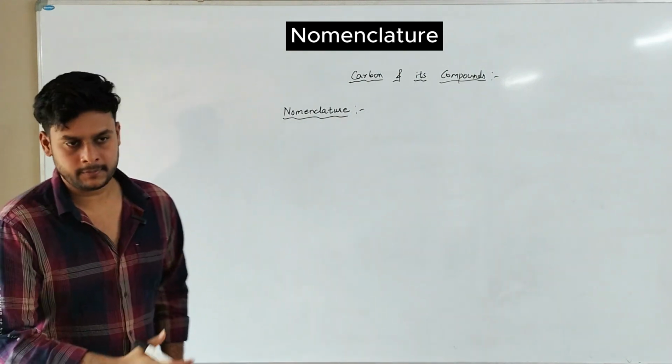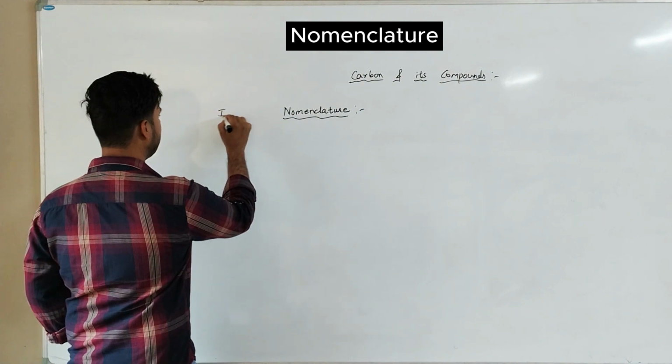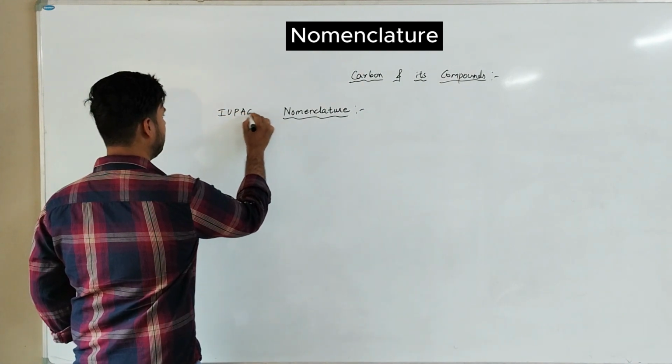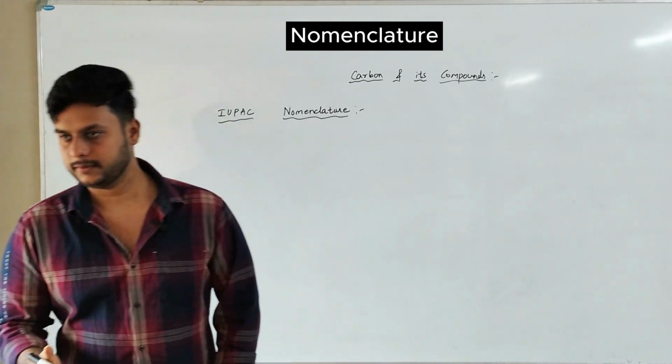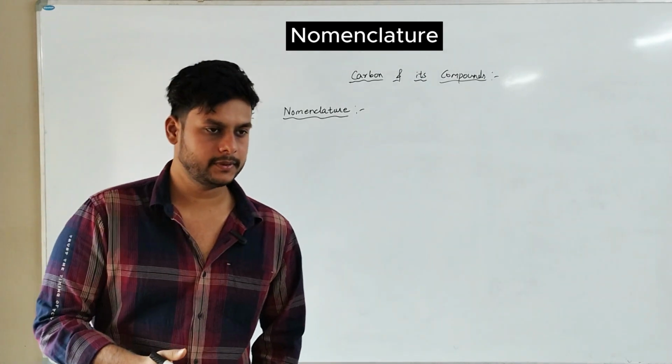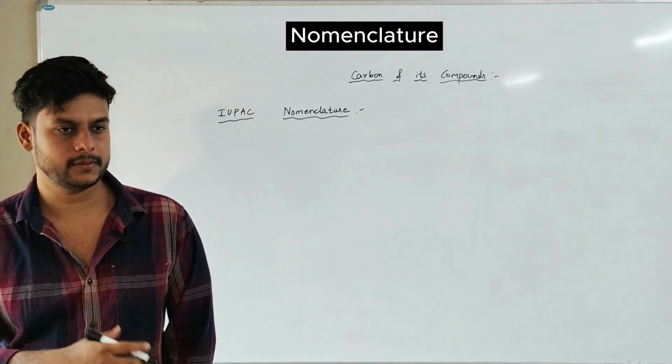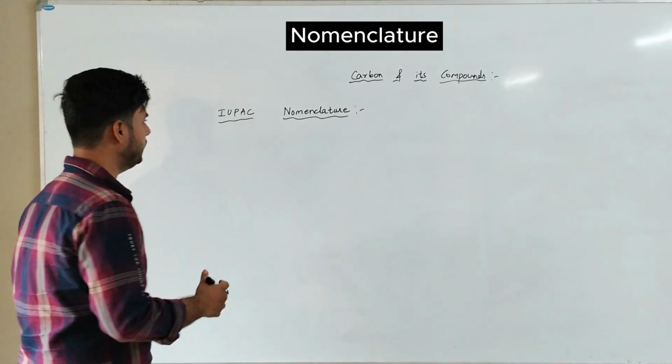In brief, it's called IUPAC nomenclature. That means we'll try to name the compounds. I will write different compounds here, and we will try to name them. That's the concept. So first we'll understand how to name them.